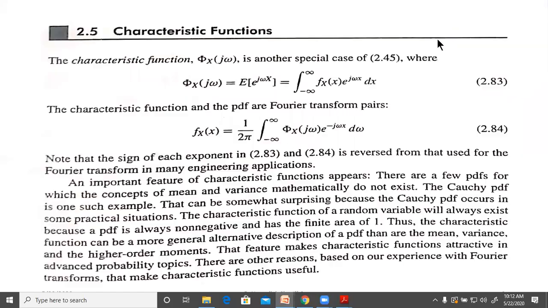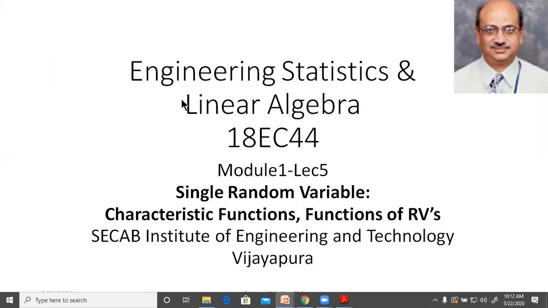Okay, so this is Engineering Statistics and Linear Algebra, 18EC44, Module 1. This should be Lecture 6, because we finished the characteristic functions in the last class. Today we'll take up the functions of random variables.